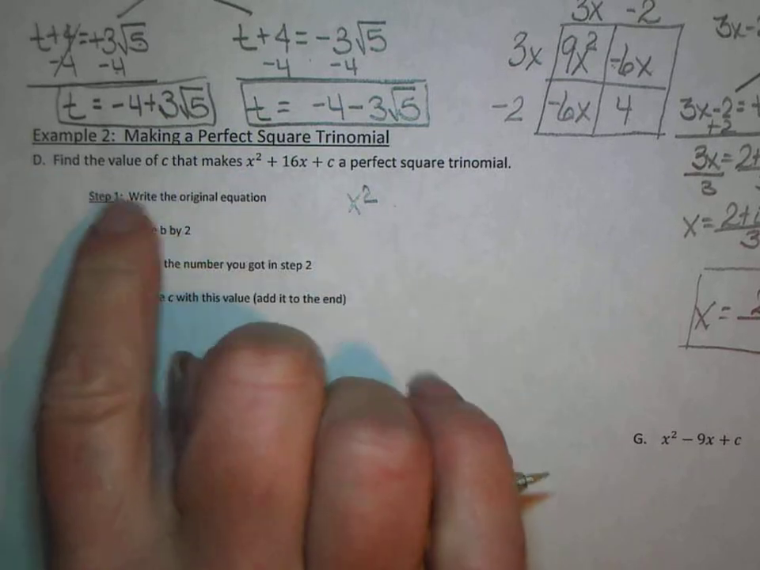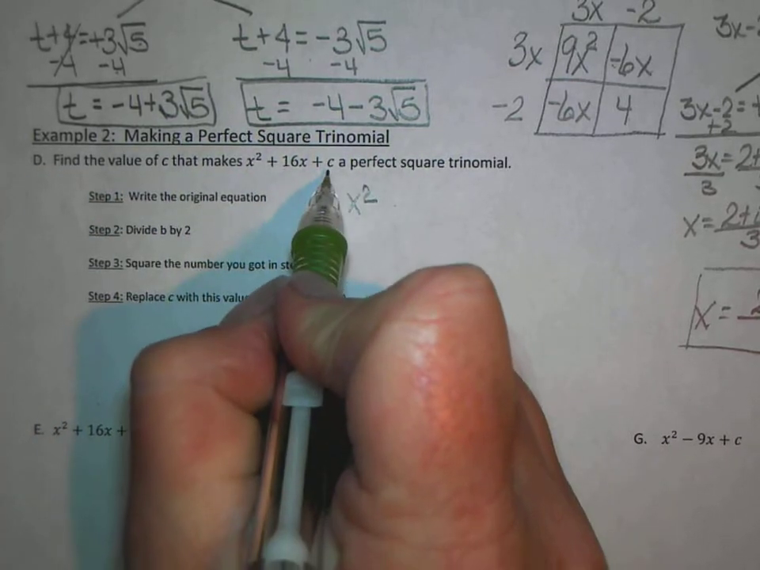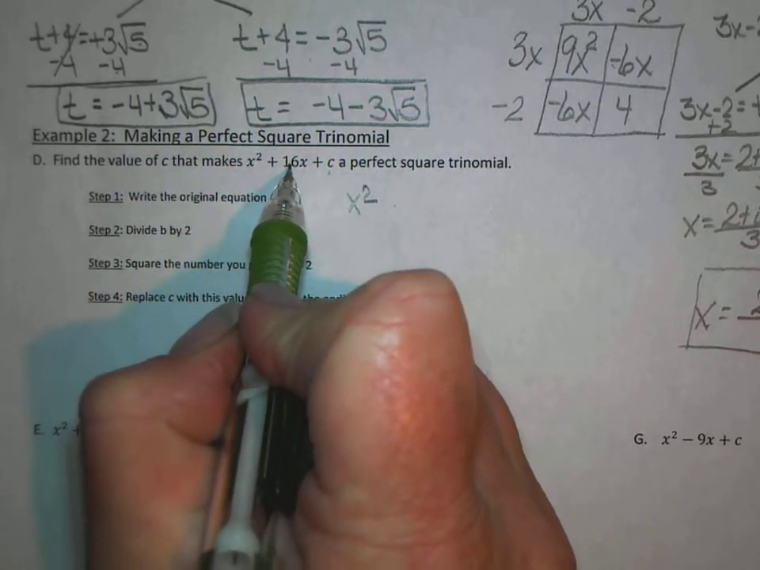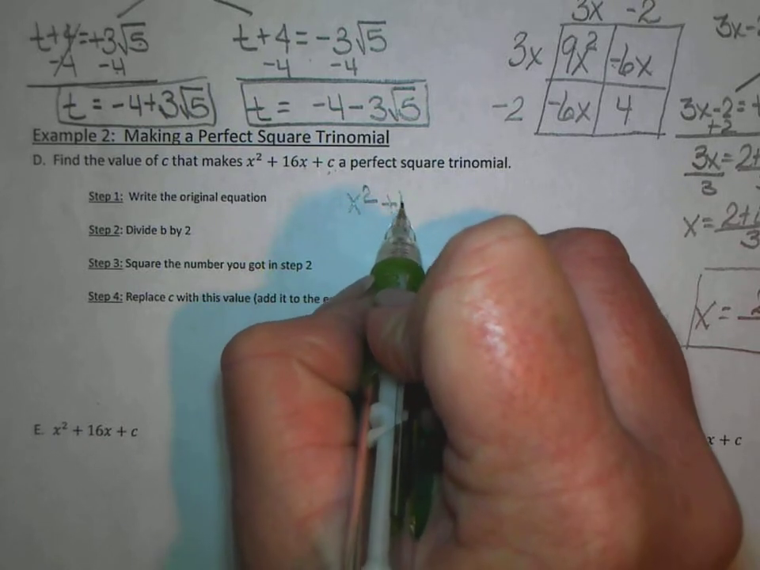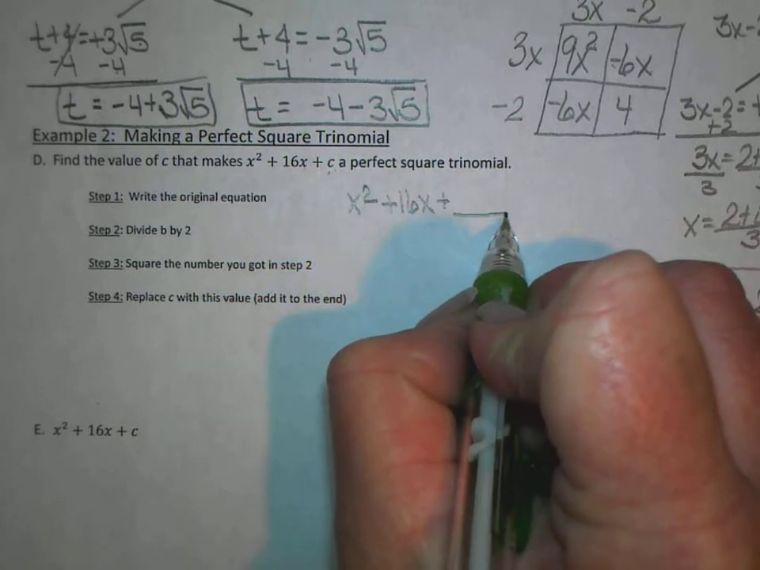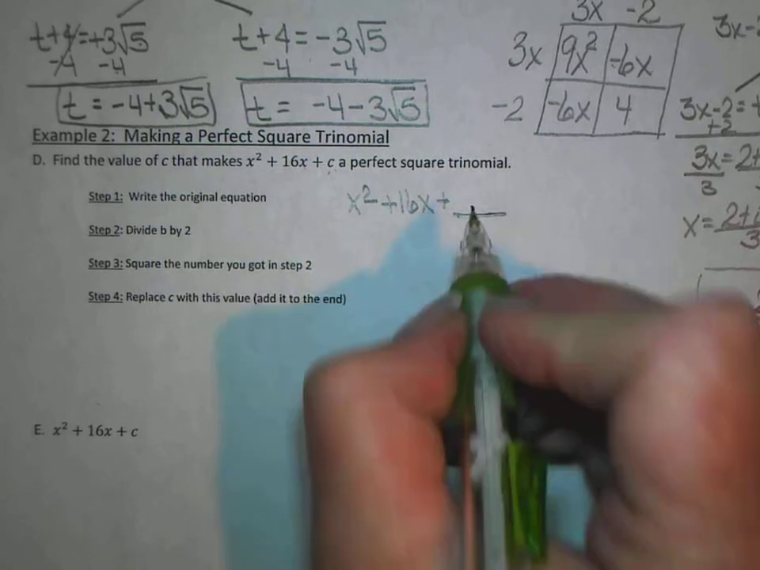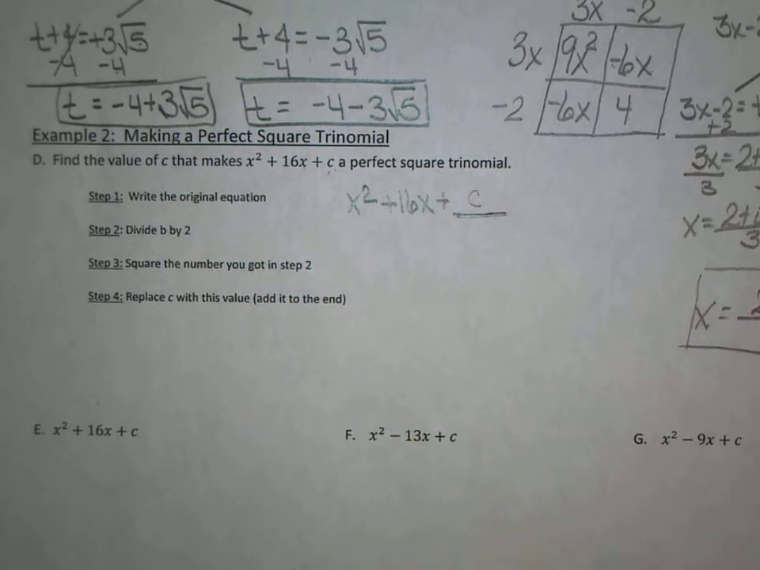Look at the original equation. It says find the value of c right here that makes x squared plus 16x plus c a perfect square trinomial. Now you need to make sure you understand this because if you don't, the next section is going to be a little hard. Now instead of a c, I'm going to put a little line here, but that is your c. That's what you're replacing. All right.